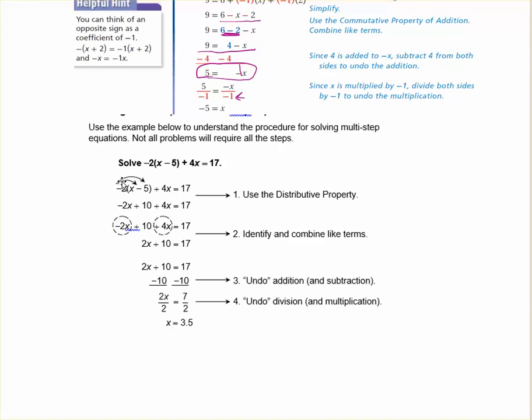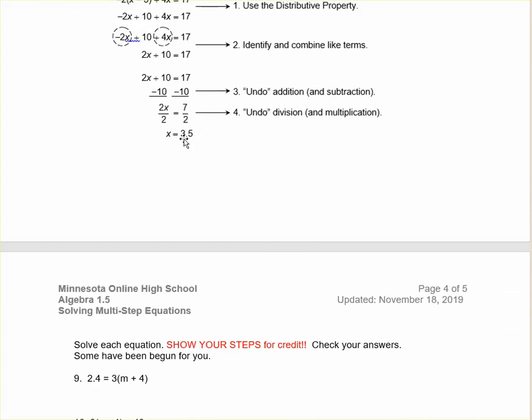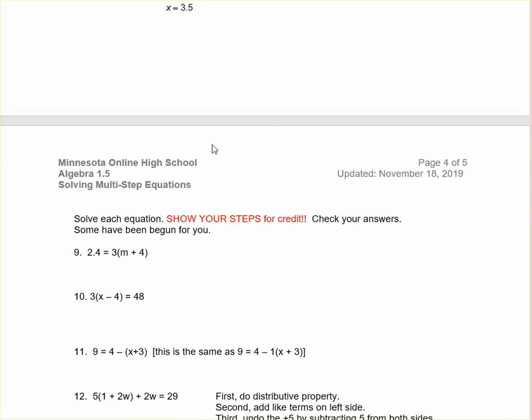In the second example here, we're multiplying negative 2 times everything in the parentheses. So there's the distributive property part. And then once you have the distributive property part simplified, then you look for like terms and finish solving. And note that in this one we get a decimal answer, and that's certainly a valid answer. You won't always get integer answers.